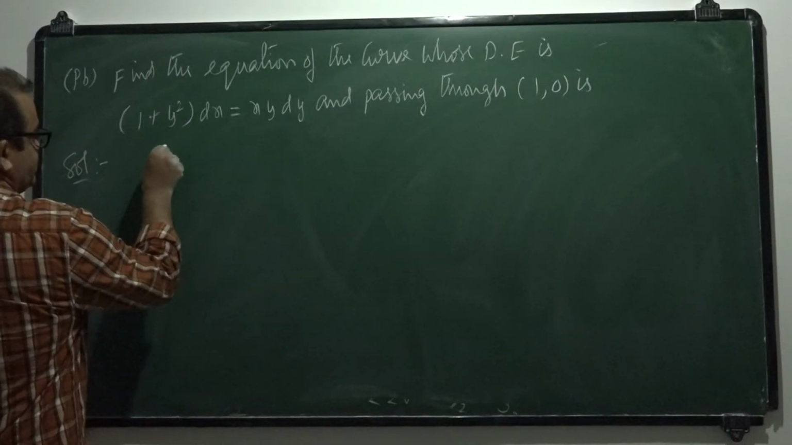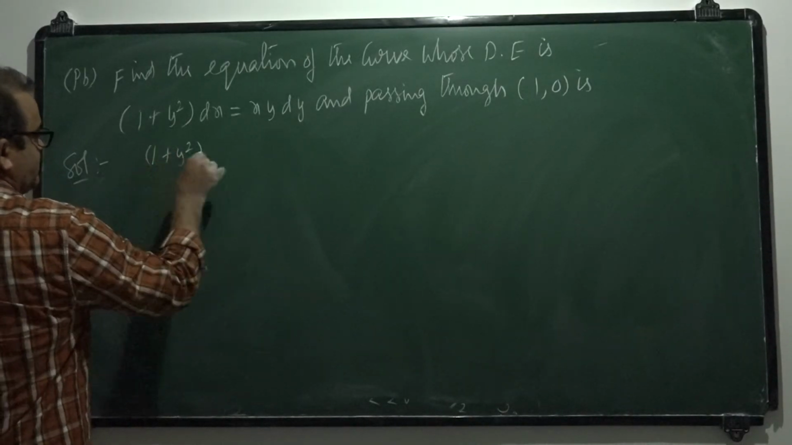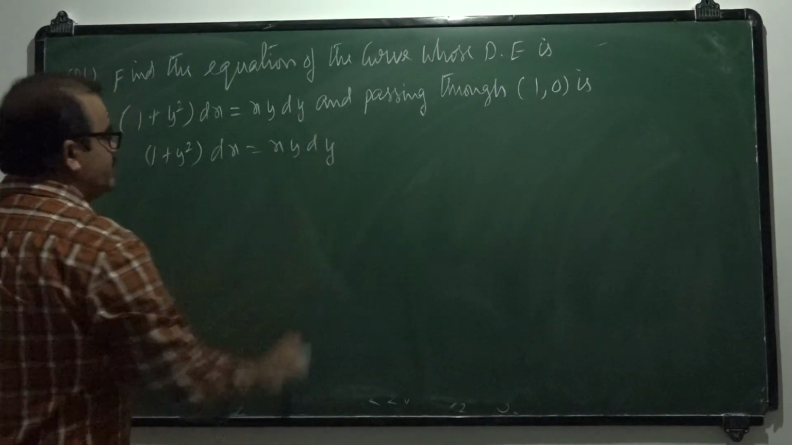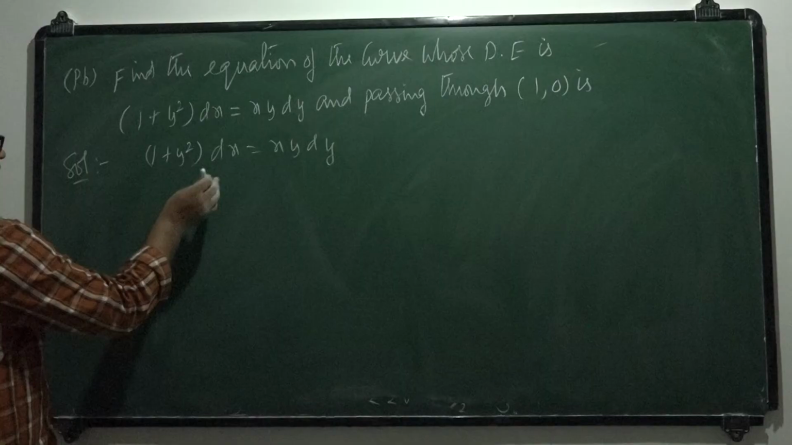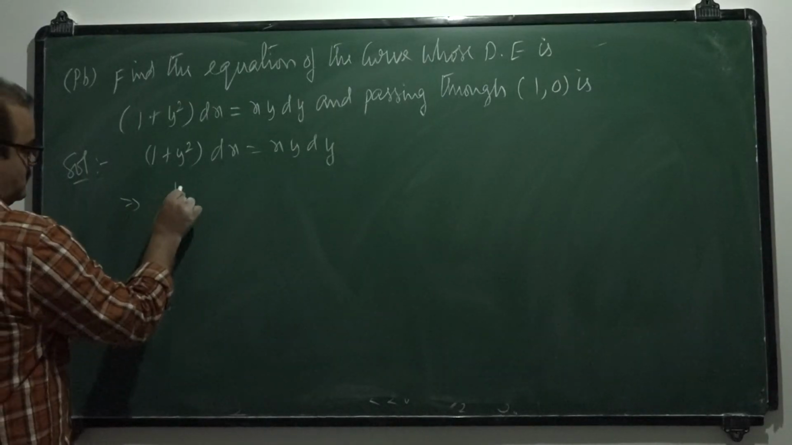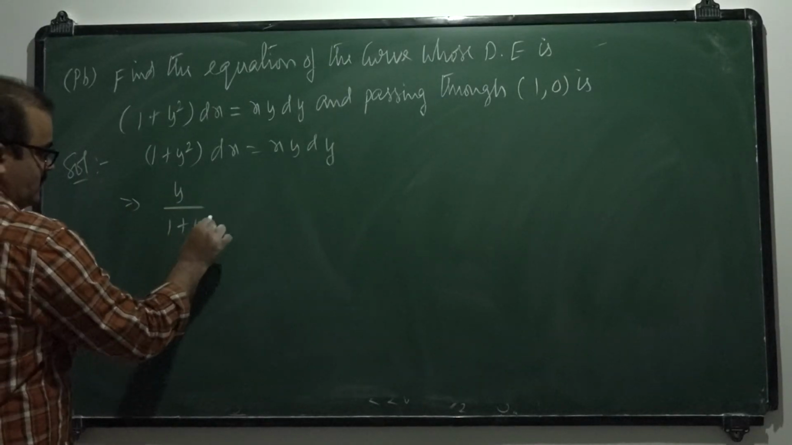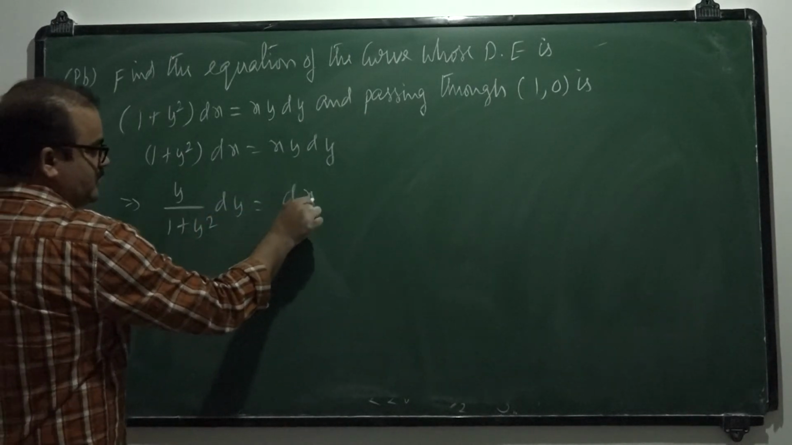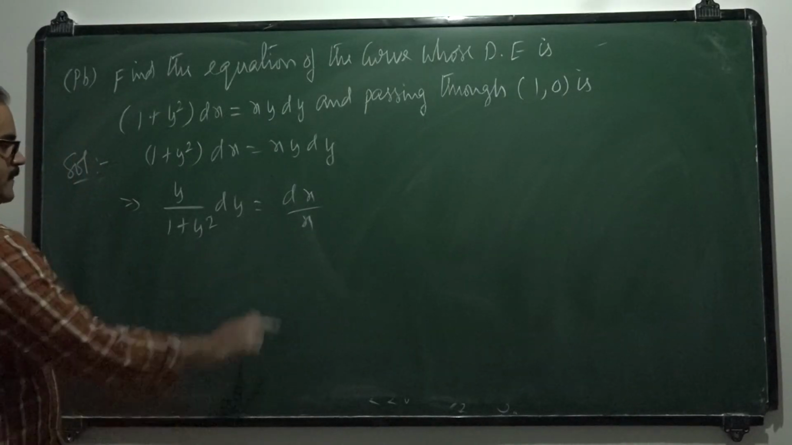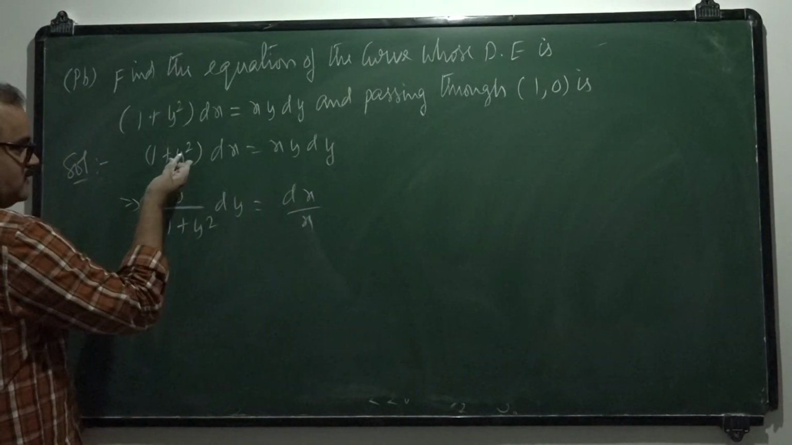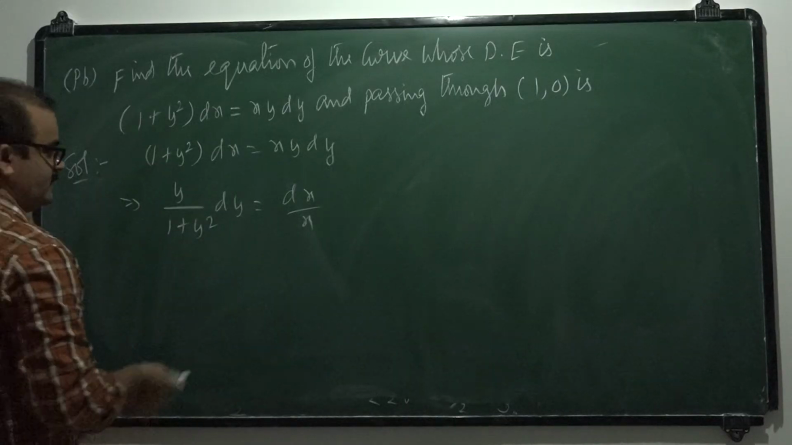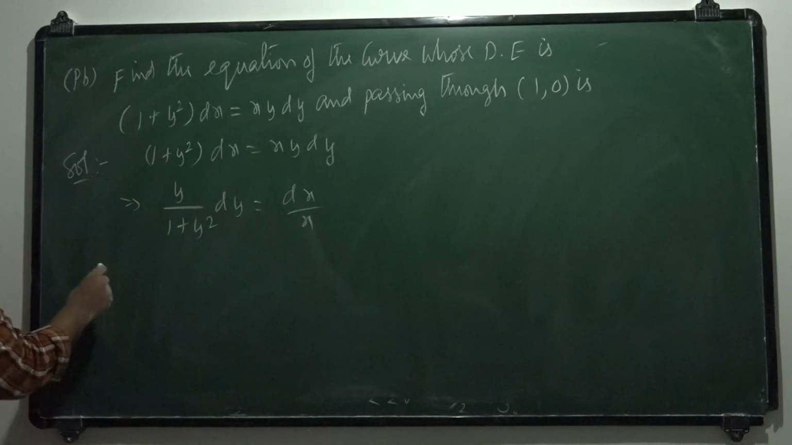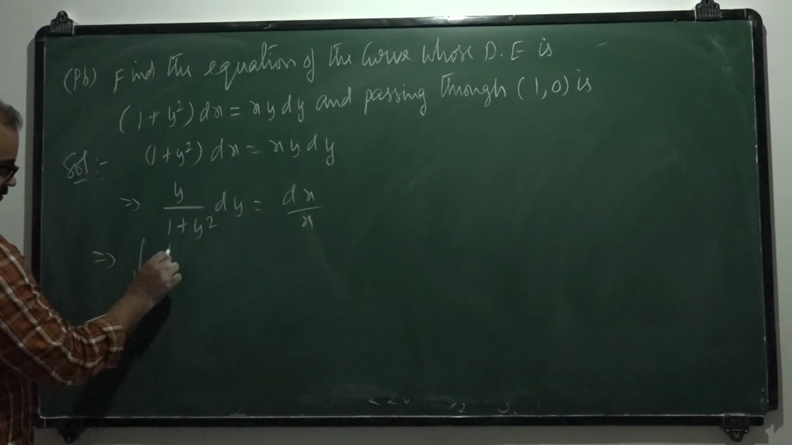What is the given differential equation? 1 plus y square into dx is equal to xy into dy. Now separate the variables. Y by 1 plus y square into dy is equal to dx by x. Again on cross multiplying we get the same equation. Once the variables are separated, on integrating we find the solution.